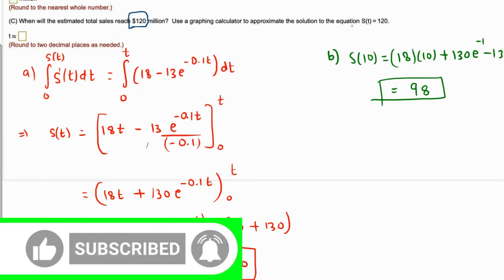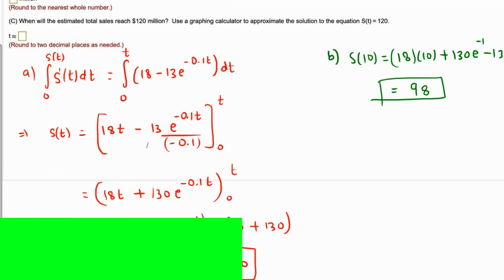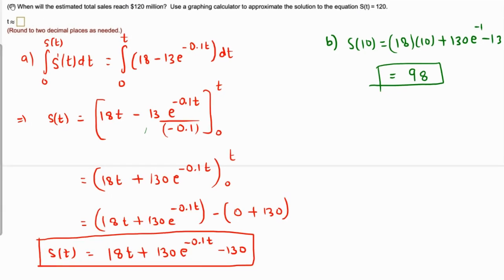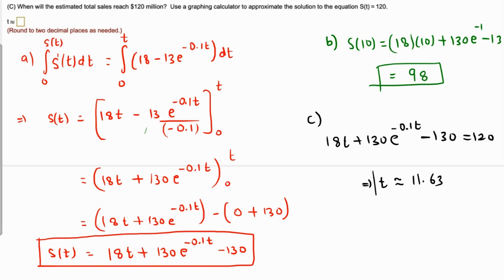Okay, so we need to use a graphical calculator by equating S(t) equal to 120, of course. So let's do that, and we have to give the answer to two decimal places. So this is the required S(t). If we equate this to 120, then 18t plus 130 times e raised to minus 0.1 t minus 130 is equal to 120. So the value of t which I'm getting from here, let me just grab my graphical calculator, is 11.63, which is the answer to part C. Thank you.